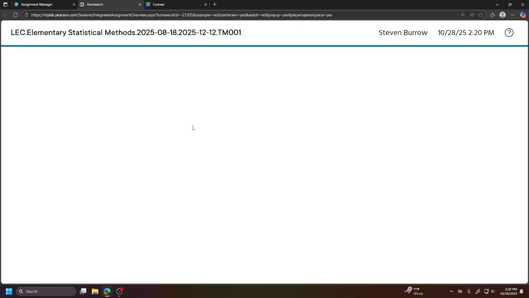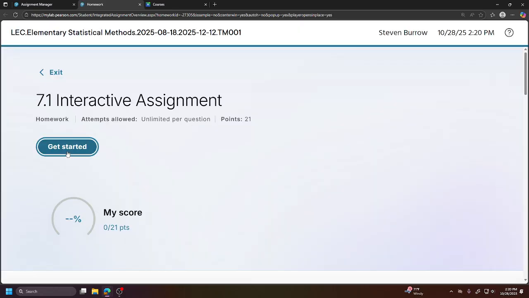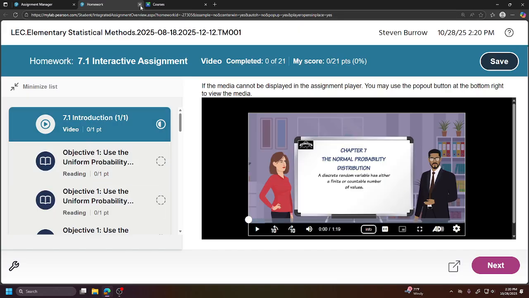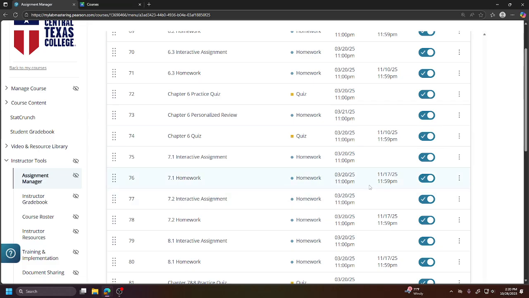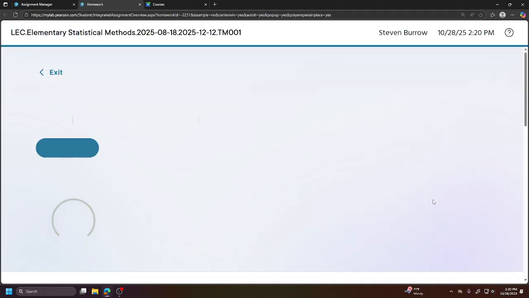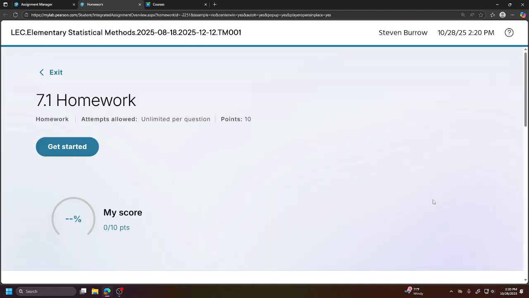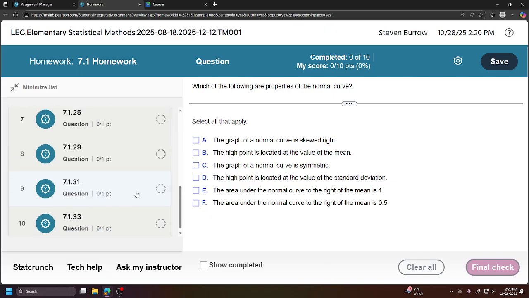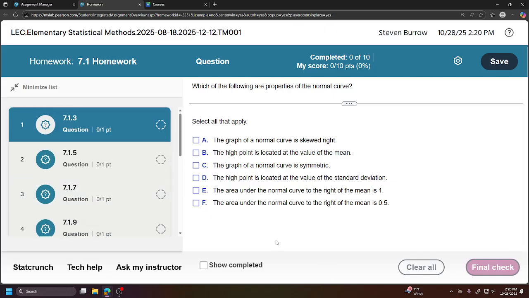I want to know how many homework problems we got in this section. 21? Oh, this is the interactive. Nah, we don't do that. Do y'all ever do those interactive assignments? Yeah, okay. It's totally awesome for your time. Oh, I remember this. Yeah. So there's only 10 questions, almost all multiple choice.